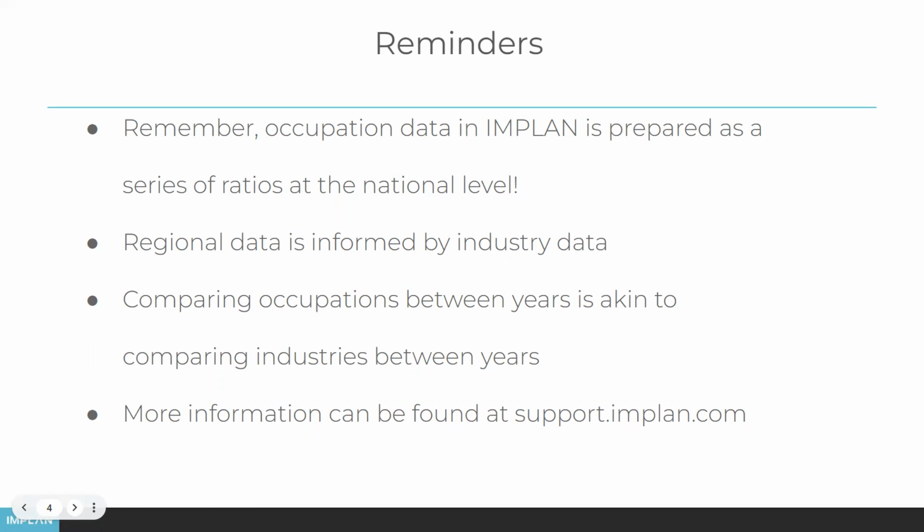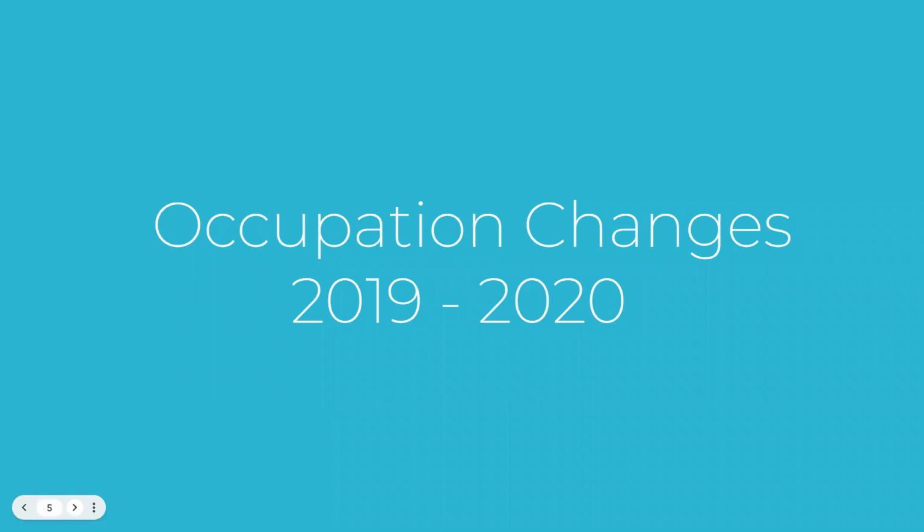As a result, comparing occupation data year over year is really akin to comparing industries between years. And we can glean the most important information by comparing data at the national level. For more information on appropriate use of the occupation data, please visit support.implan.com. So to take a look at what did change at a high level between the years 2019 and 2020, it is best to look at occupational ratios multiplied by national IMPLAN data on industries.